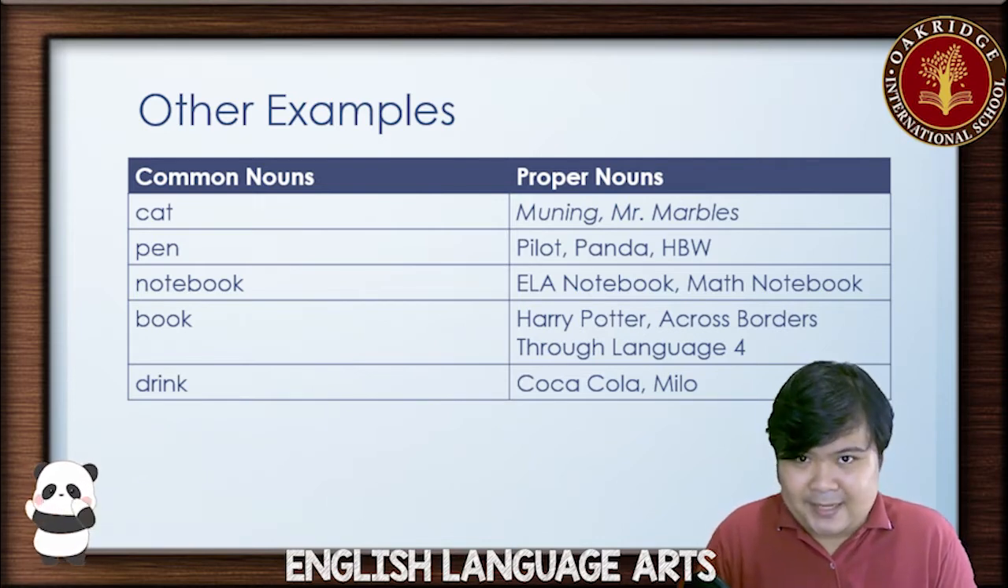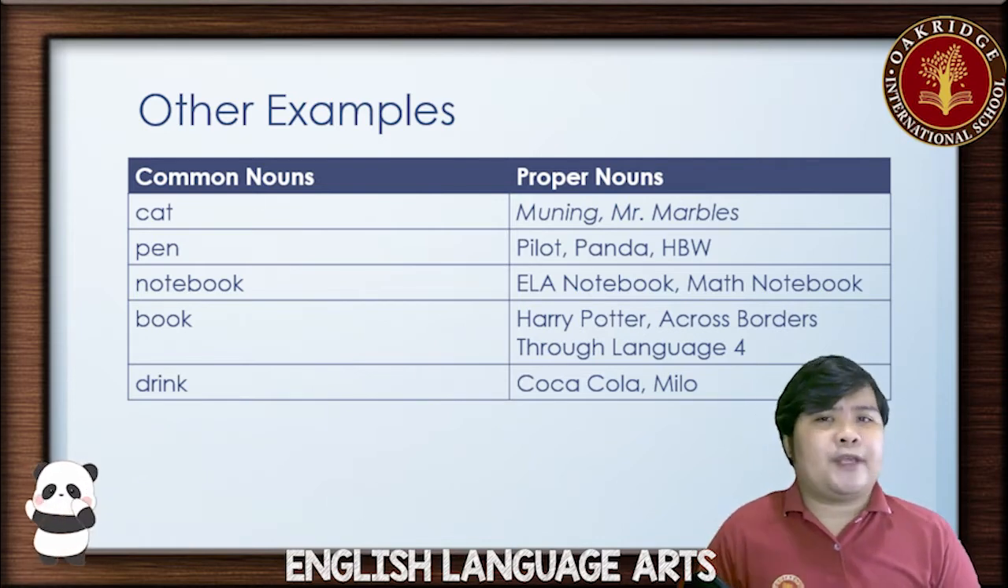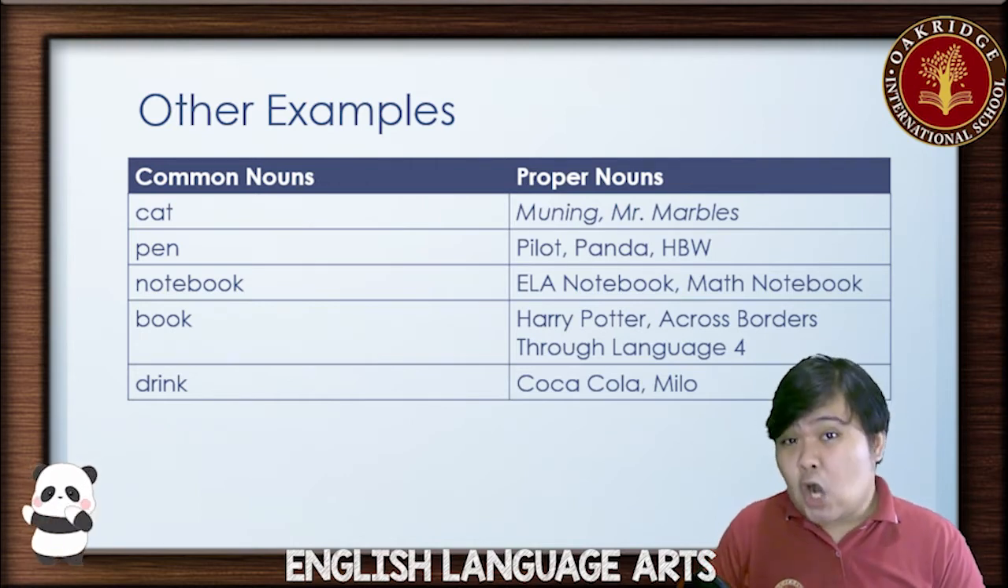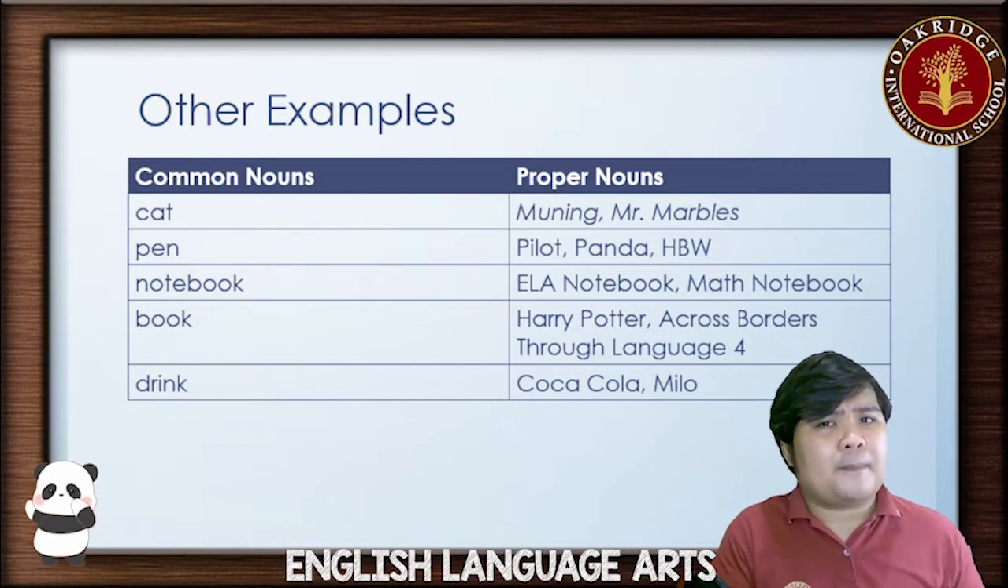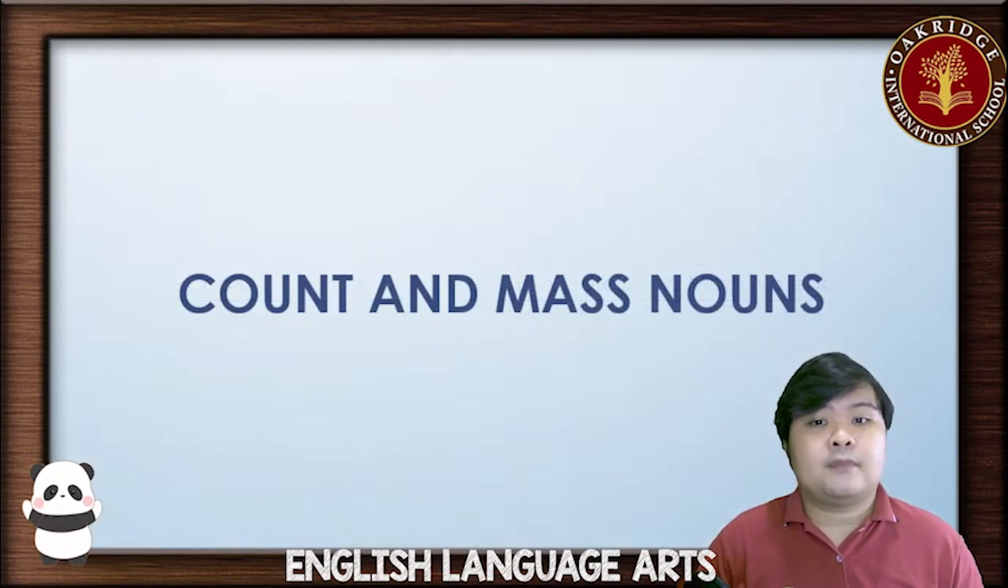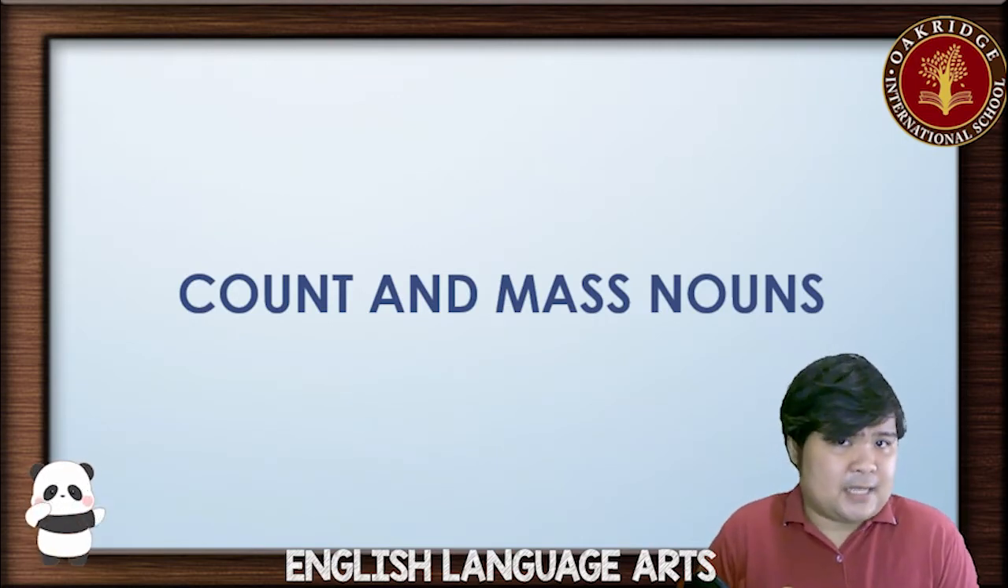You are more specific. Yes? And these are basically how they are used. If you'd like to talk about something generally, you'd use a common noun. And if you'd like to talk about something specifically, you would use a proper noun. Okay? Now, let's move on to the next topic.